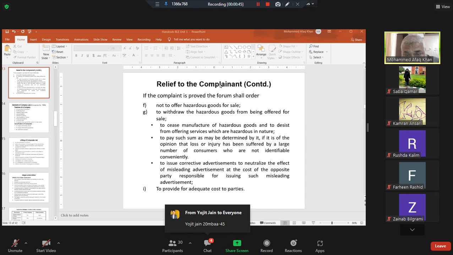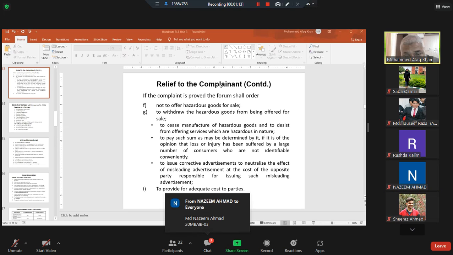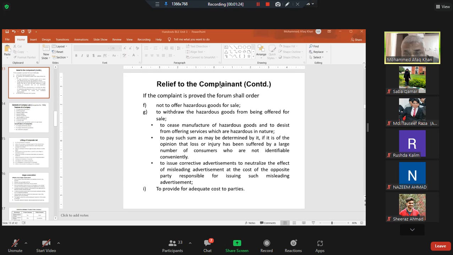Then to pay such sum as may be determined by it, if it is of the opinion that loss or injury has been suffered by a large number of consumers who are not identifiable conveniently. For example, in case of food products, the food product may be harmful, or in case of certain drugs, there may be side effects. So for such products, the respective forum would direct the company not to offer those goods for sale, and not to produce such goods anymore.